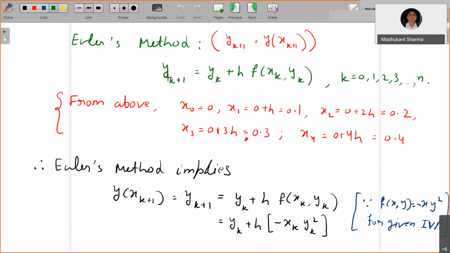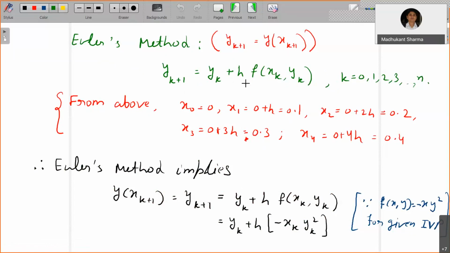Note that this is an explicit method. Why are we saying explicit and implicit? Explicit means the right hand side depends fully on previous data, which is already in hand. Suppose the right hand side also involves the value y at k plus 1, then it is called an implicit method. But here it is an explicit method. So yk plus 1 at any k is yk plus h times f of xk, yk.